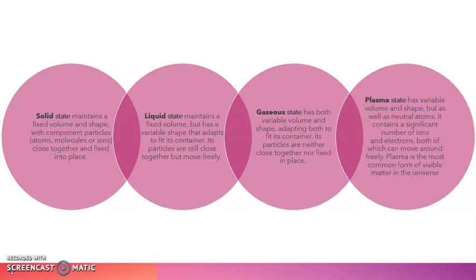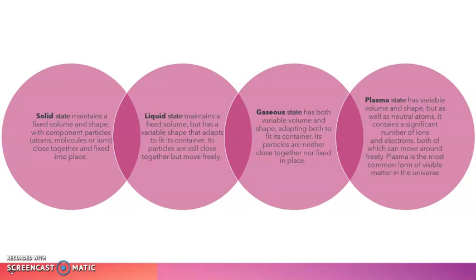Plasma state, this is the fourth state identified. It has variable volume and shape, but it has neutral atoms. It contains a significant number of ions too and electrons, both of which can move around freely. Plasma is the most common form of visible matter in the universe.